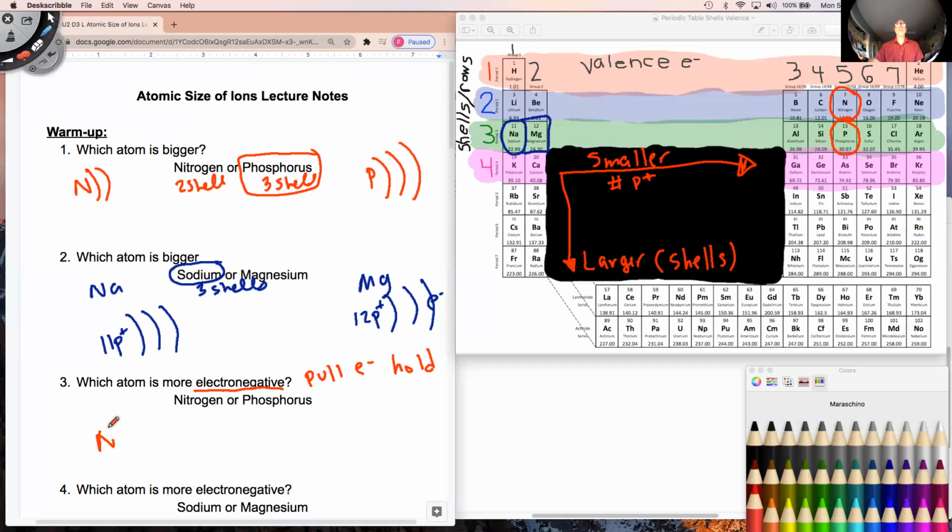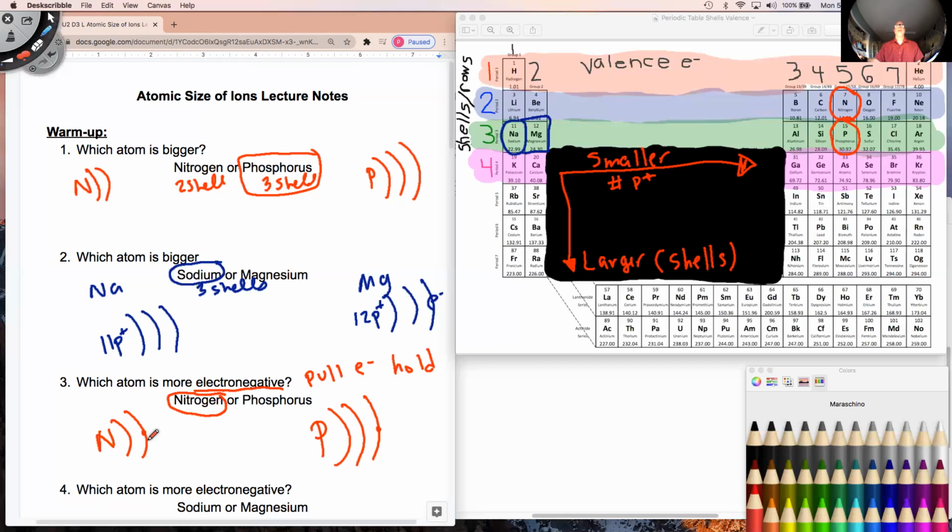So if you can determine which one of these atoms is smaller, then you know the answer to which is more electronegative. So let's look at nitrogen and phosphorus. Remember, nitrogen is on the 2nd shell. So nitrogen has 2 shells. Phosphorus is sitting on the 3rd shell. And which one of these is going to be able to hold those outside electrons closer? Well, nitrogen is much smaller, so nitrogen is going to be more electronegative.